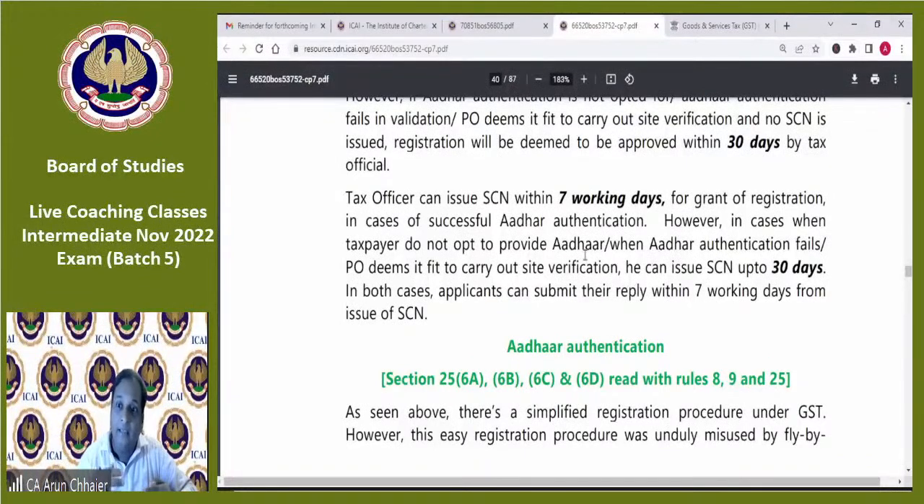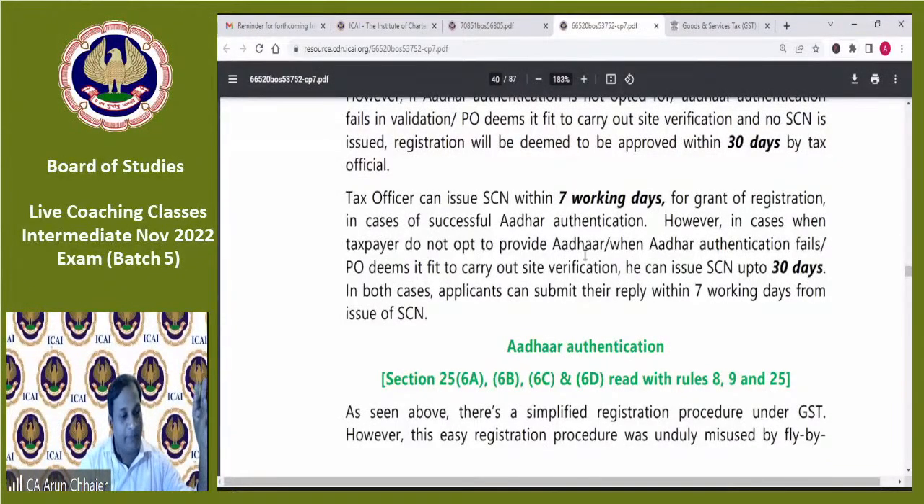But I am saying I have given the reply, whatever the time limit you have given. But after that, within 7 working days, you have not taken any action on my GST number. Then what is the meaning? It will be deemed to be approved. Is it clear?